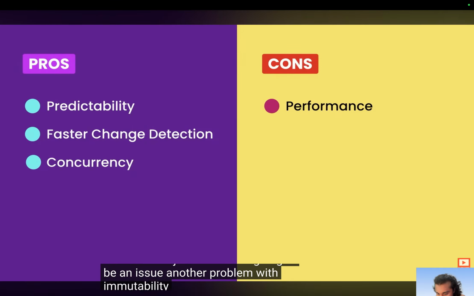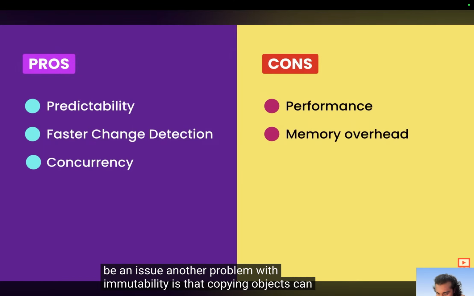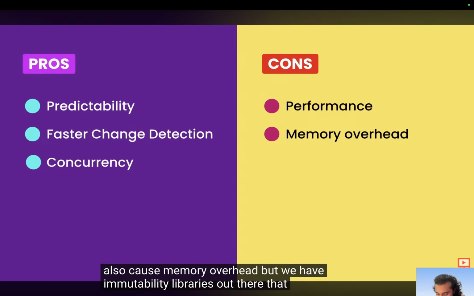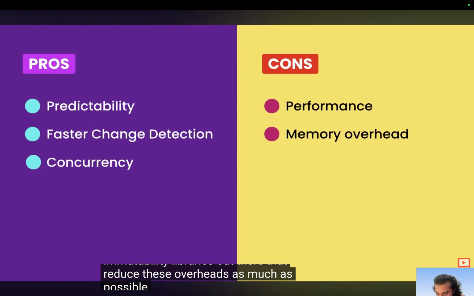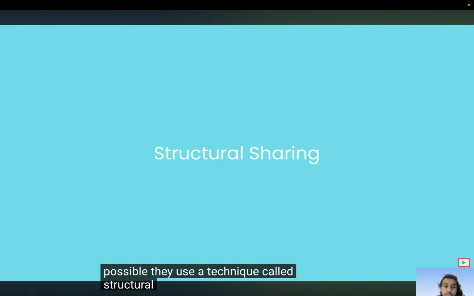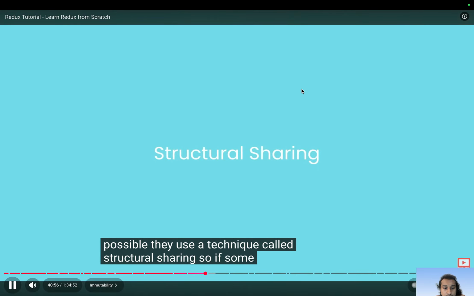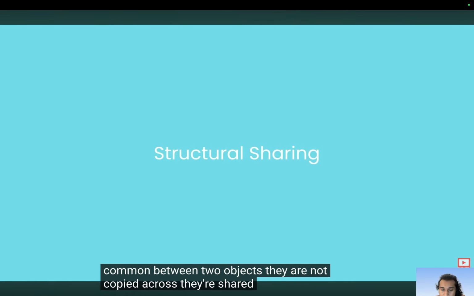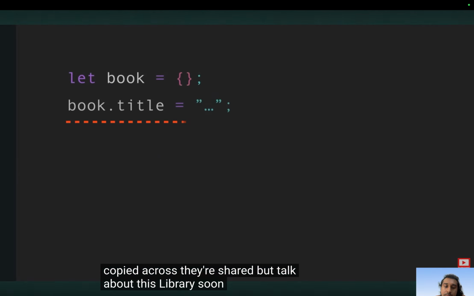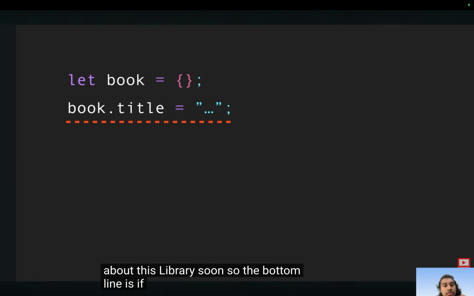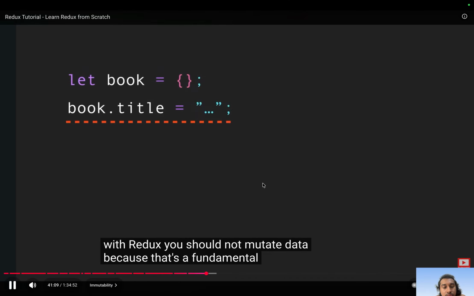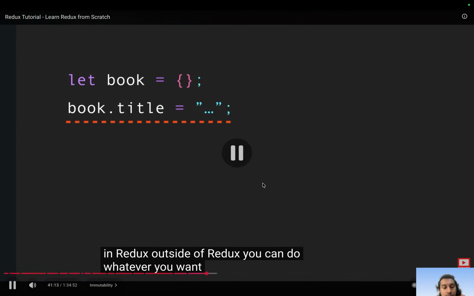Another problem with immutability is that copying objects can also cause memory overhead. But we have immutability libraries out there that reduce these overheads as much as possible. They use a technique called structural sharing. So if some values are common between two objects, they're not copied across, they're shared. We'll talk about these libraries soon. So the bottom line is, if you're building applications with Redux, you should not mutate data because that's a fundamental principle in Redux. Outside of Redux, you can do whatever you want.